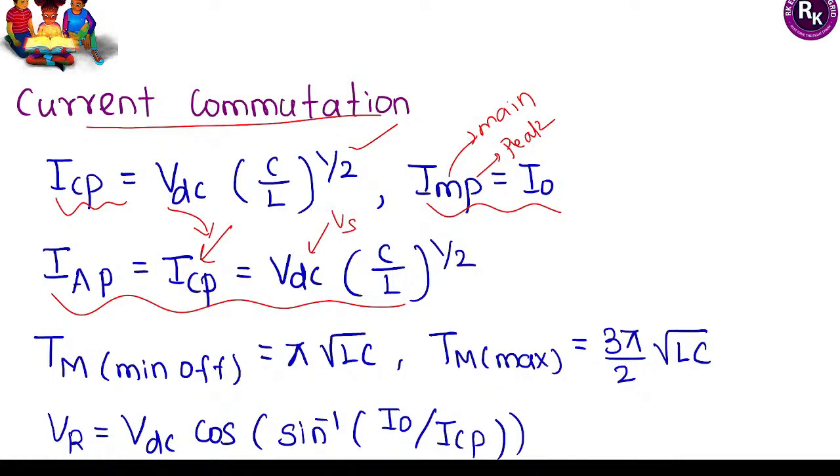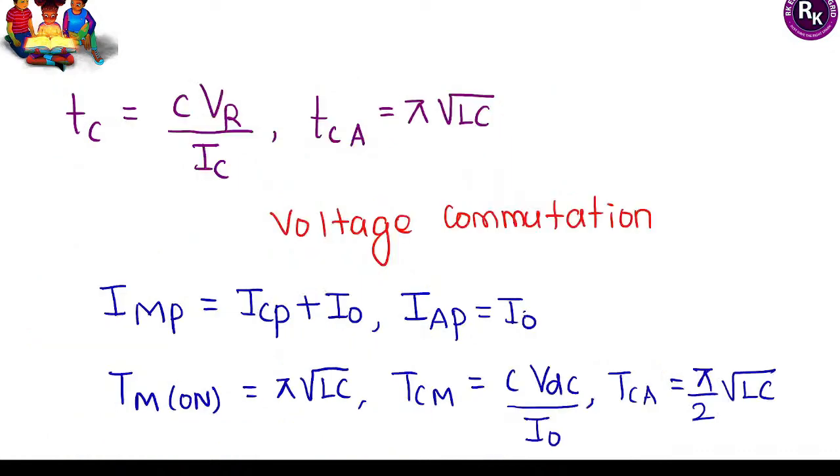Next, this is the main thyristor turn off time, the minimum off time, and this is the maximum off time of the main thyristor, not circuit turn off time. And then here, the reverse voltage across the thyristor, the commutation circuit. This is the formula, VDC into. If they are asking the value of VR, then this is the formula.